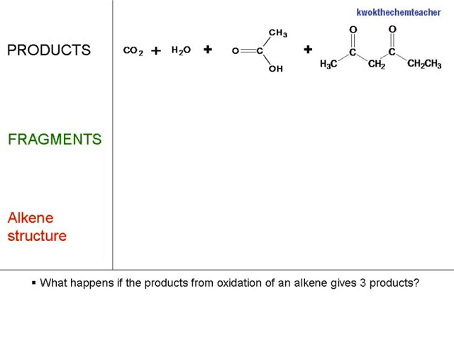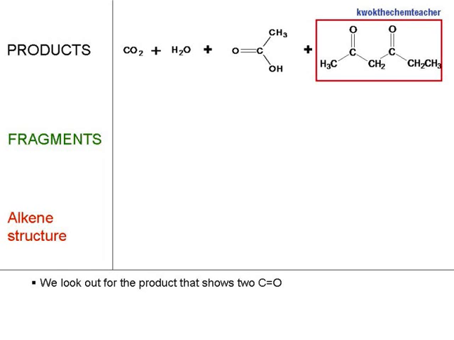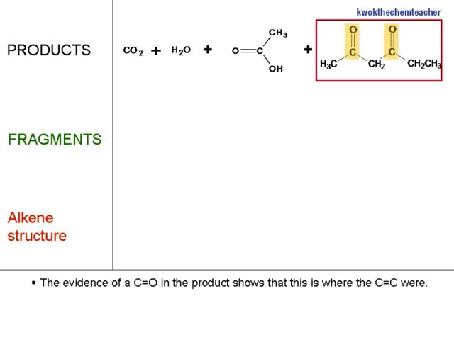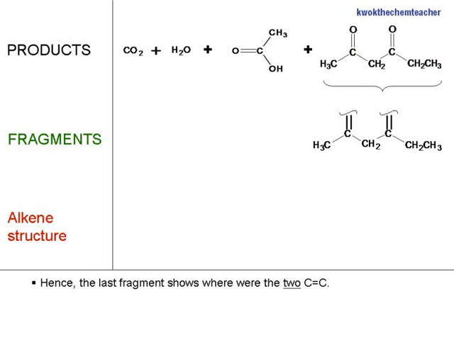What happens if the product from oxidation of an alkene gives three products? We look out for the product that shows two C=O. The evidence of the last product implies that the alkene has two carbon-carbon double bonds. The evidence of a C=O in the product shows that this is where the C=C bonds were. Hence, the last fragment shows where the two carbon-carbon double bonds were.